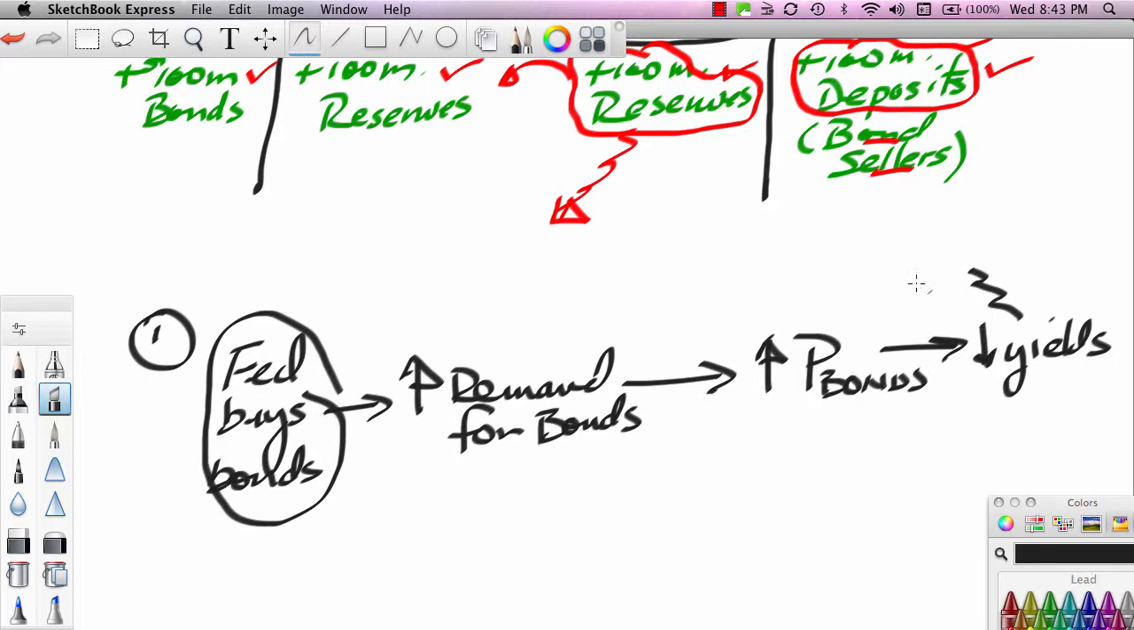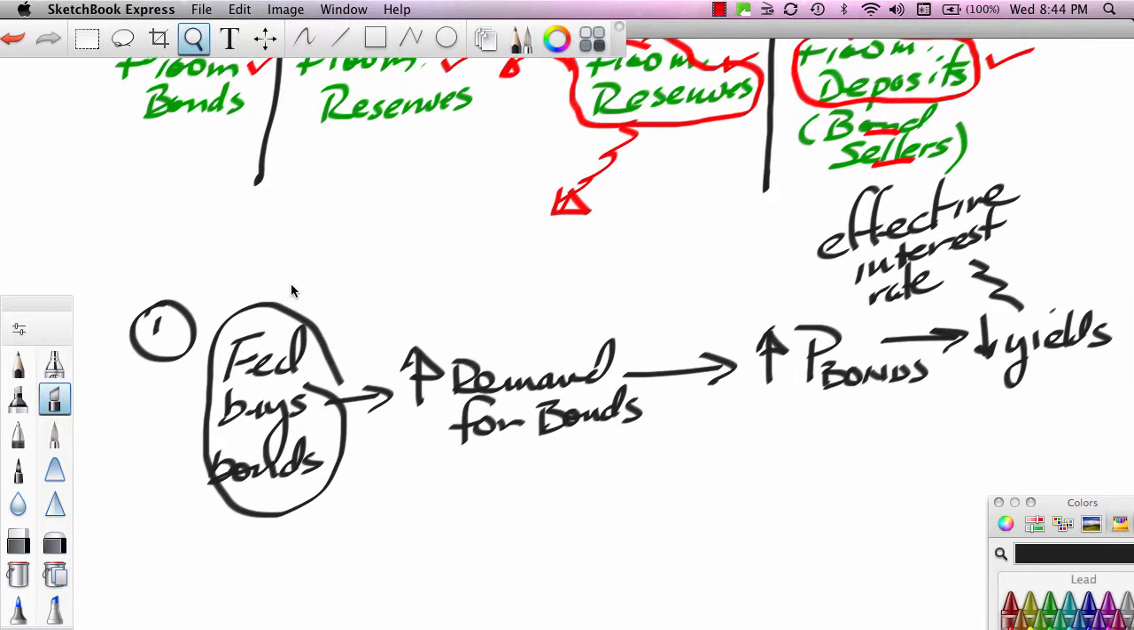The yield is actually what we call the effective interest rate, and we'll explain what we mean by effective in just a moment here. So the effective interest rate is the interest rate that the holder of the bond actually earns. And let's do a little example here and show this to you.